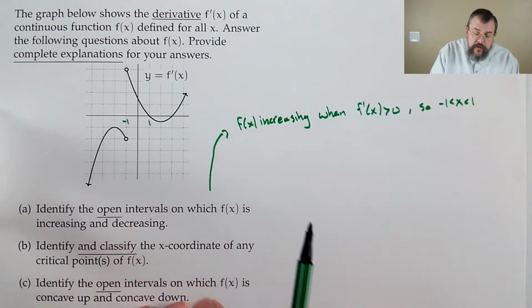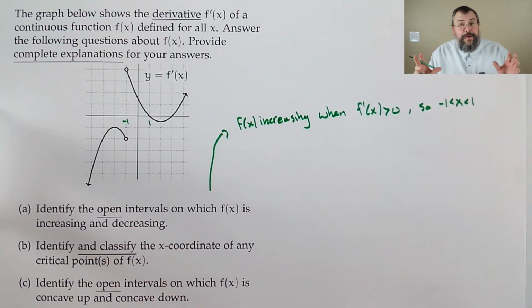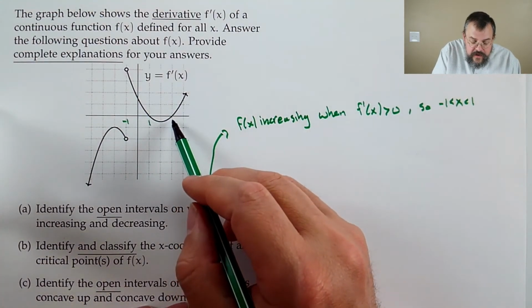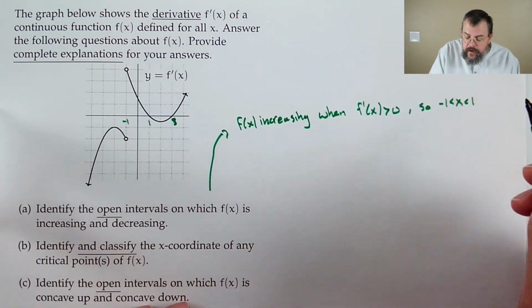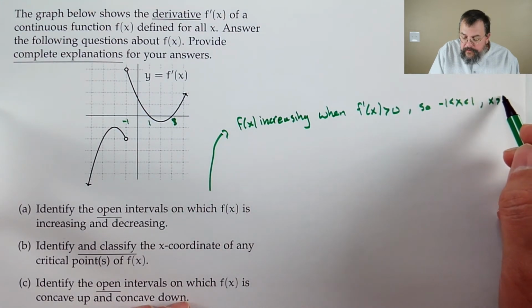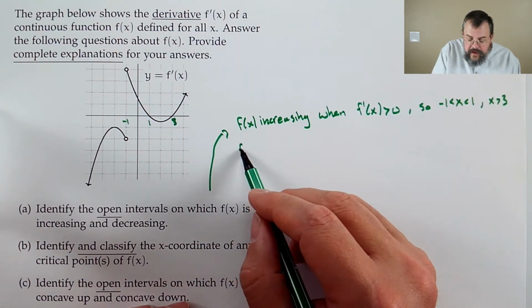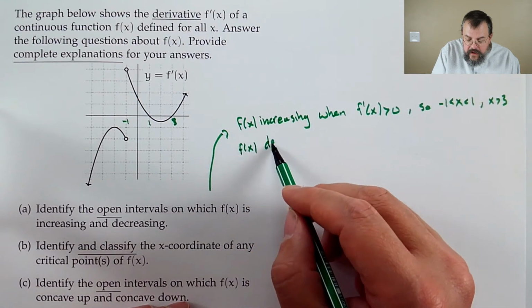They want open intervals. Because they know that there are people who are like, well, maybe it should be open, maybe it shouldn't be open. And then let's see, there's 2, there's 3, and then for x above 3. F of x is decreasing.